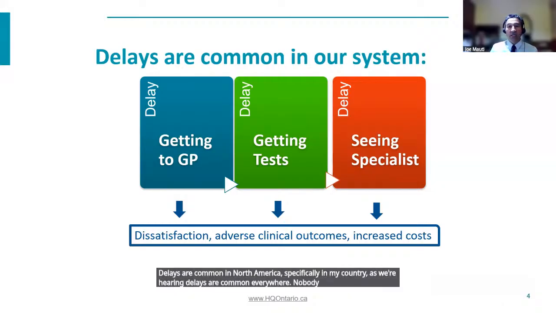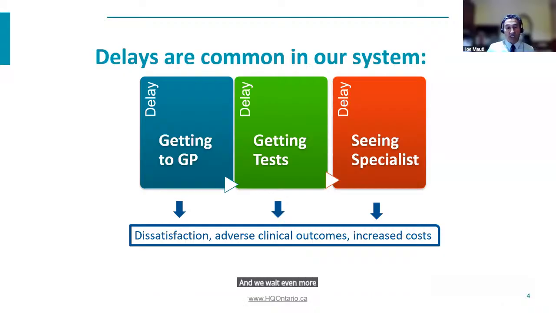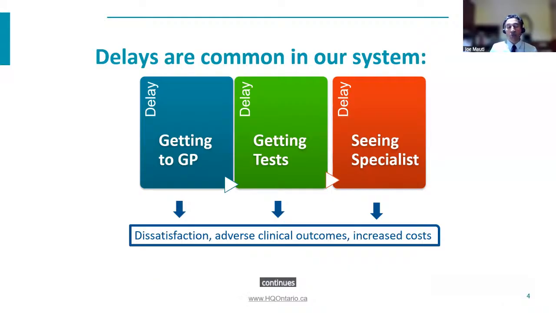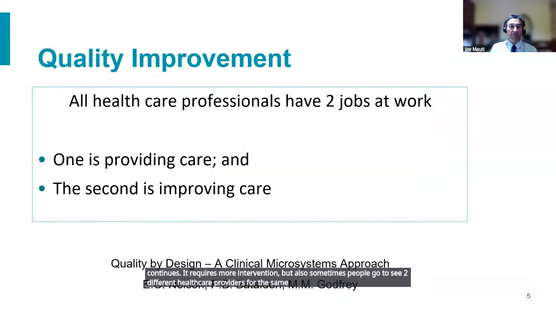Nobody likes to wait. In Canada, we wait to see our family physician, we wait to get a diagnostic test, and we wait even more to see a specialist. So waiting not only affects our happiness, but it affects our ability to heal from our illness. And sometimes it increases costs because the longer the illness continues, it requires more intervention. But also sometimes people go to see 2 different healthcare providers for the same reason.